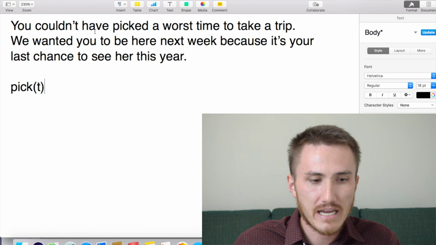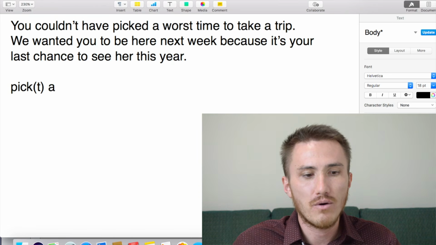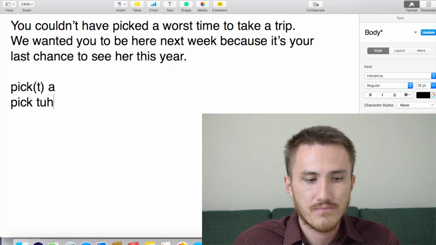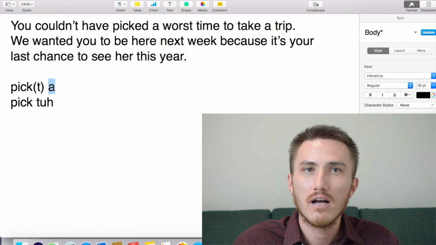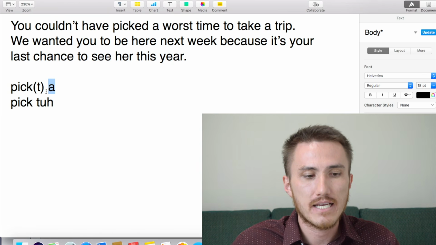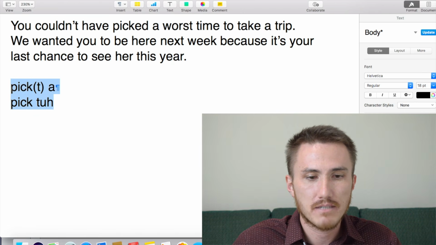So here we have an ending consonant sound, and then the next word is a vowel, right? So we're gonna have linking here. So pickta, pickta, right? You couldn't have pickta. Okay, so this T goes to the next vowel sound. This word right here is always pronounced uh. We never pronounce it as ay, right? So in this case, the linking makes it pickta, okay? So you couldn't have picked a worse time to take a trip.